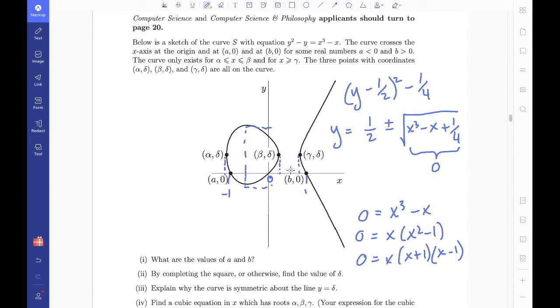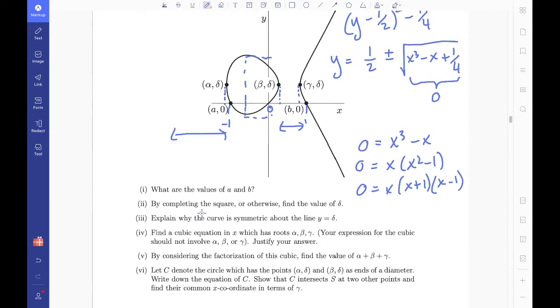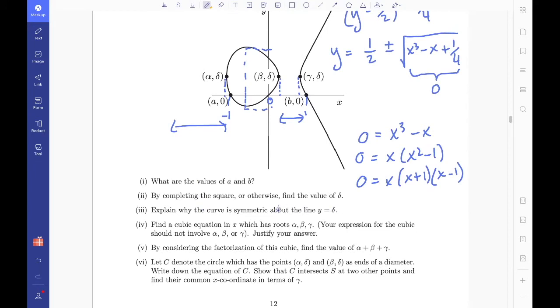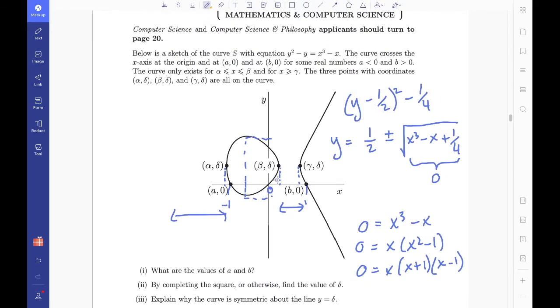So we actually know that this x cubed minus x plus 1/4 is negative in this range here, and in anything less than alpha, it's negative as well. Okay, so we found the value of delta. It says "or otherwise", and actually there's quite an interesting way to do it, or otherwise.